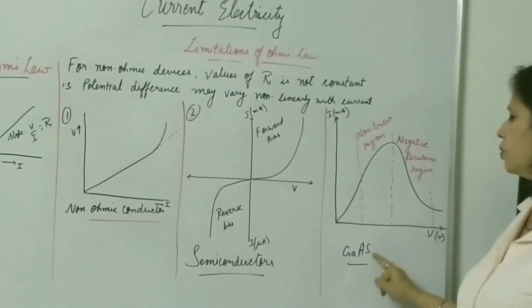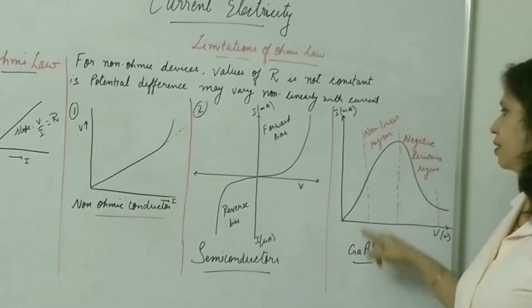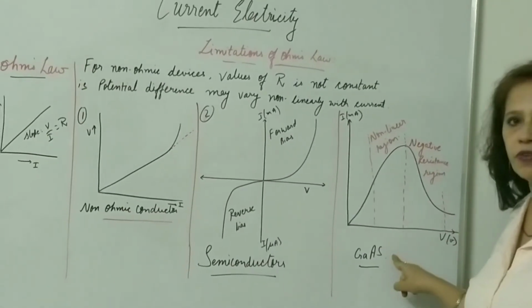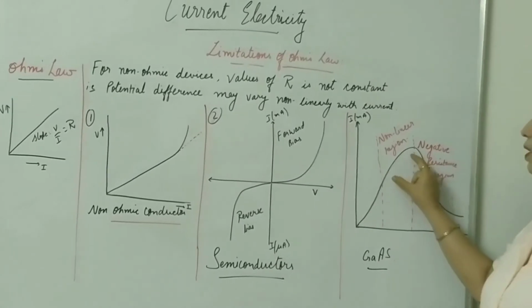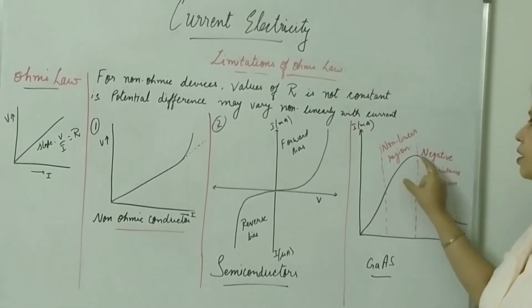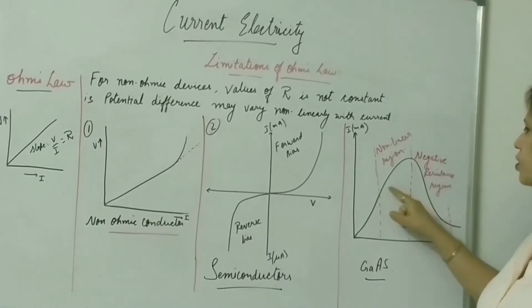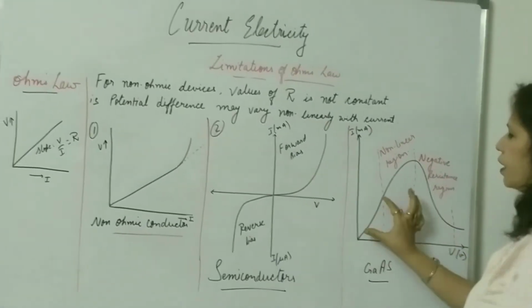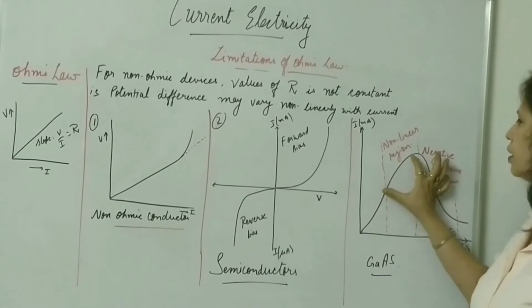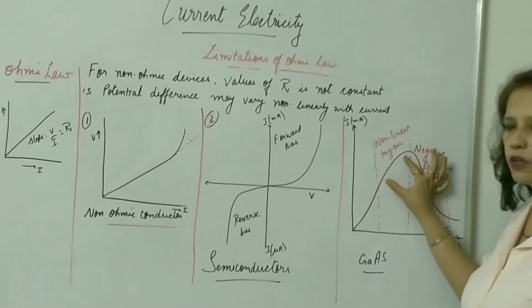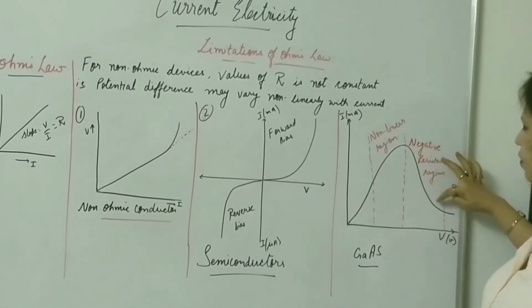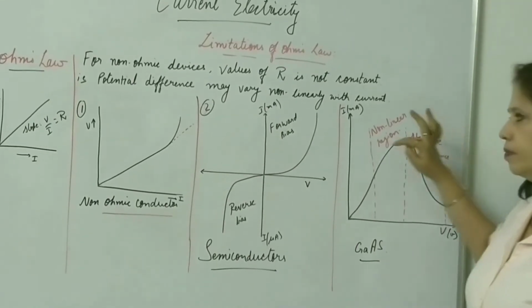Now, coming to gallium arsenide. This curve is very important for your examination. Sometimes it comes to mention the nonlinear region and negative resistance region, so I have mentioned it over here. Till here it is linear, it obeys Ohm's law. Here it has a curve, so it does not obey Ohm's law, and this is the negative resistance region.